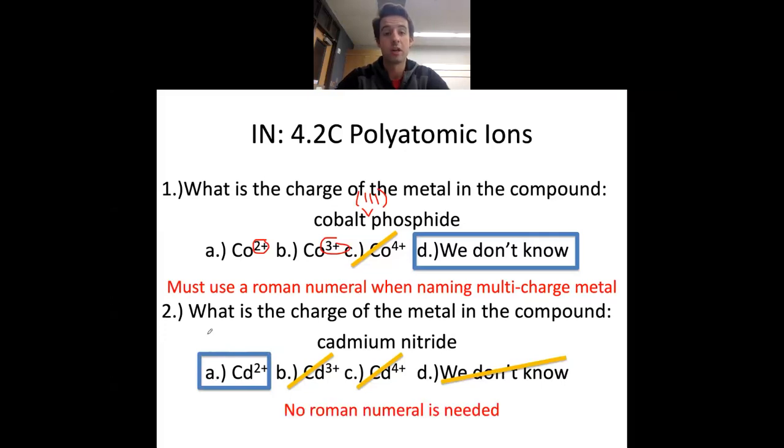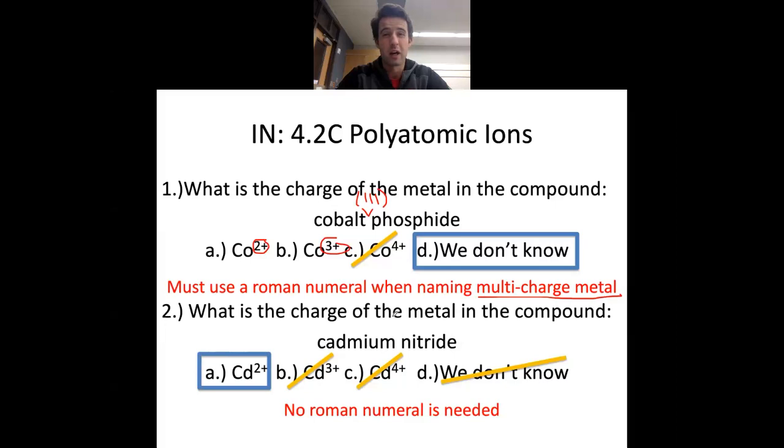So the takeaway here is that you must use a Roman numeral when naming a multi-charge metal, or a metal that could be 2 plus or 3 plus. It could also be 4 plus or whatever. It doesn't have to be specifically those two. But when you have a metal like cadmium that only has one charge, and again, you look at charges by looking at the back of your periodic table at that ion list, then you know in this case, no Roman numeral is needed. So sometimes you use a Roman numeral, sometimes you don't. And it's up to you to use that ion list to figure out when you do and when you don't.